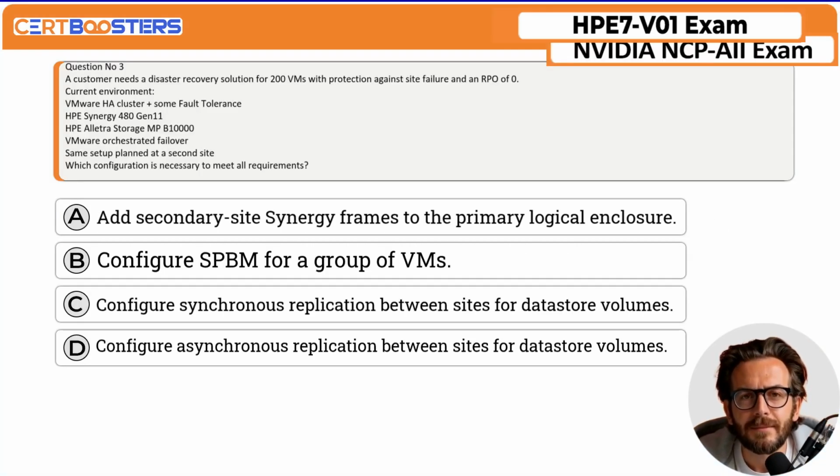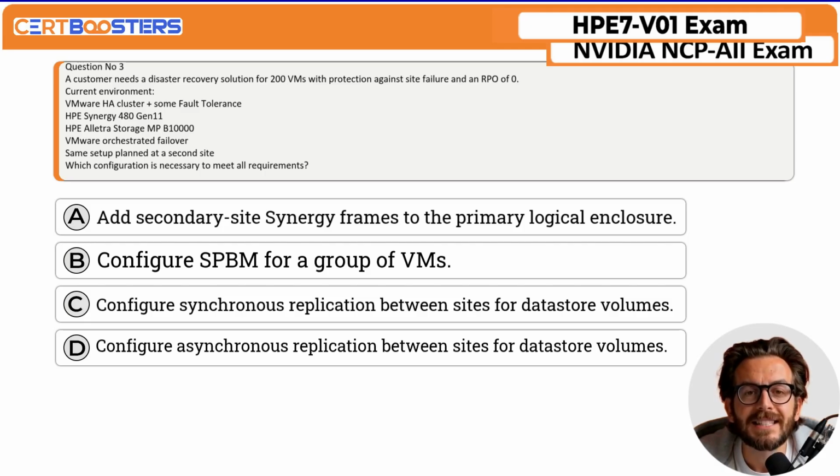Question number 3. A customer needs a disaster recovery solution for 200 VMs with protection against site failure and an RPO of 0. Current environment: VMware HA cluster plus fault tolerance, HPE Synergy 480 Gen 11, HPE Alletra Storage MP B10000, and VMware orchestrated failover. Same setup planned at a second site. Which configuration is necessary to meet all requirements?